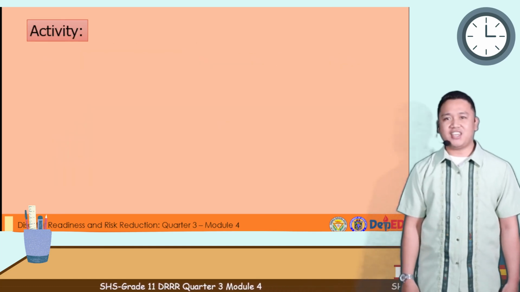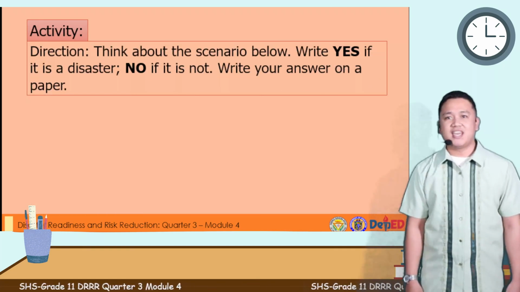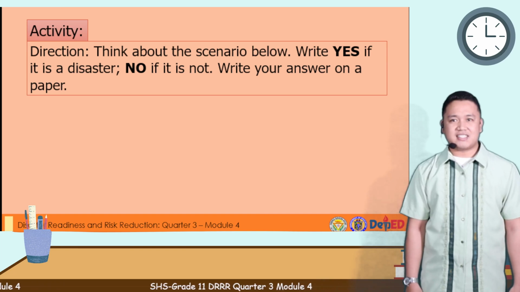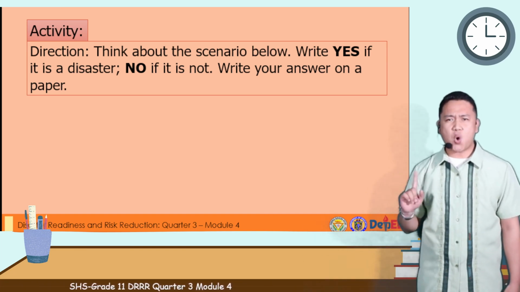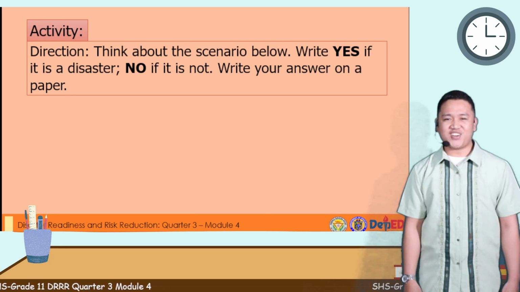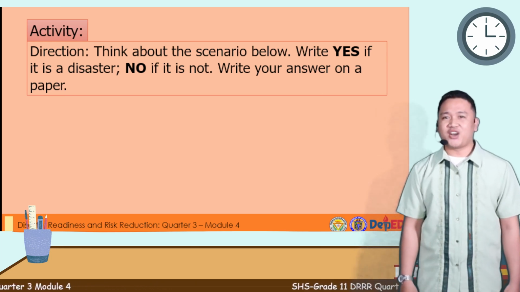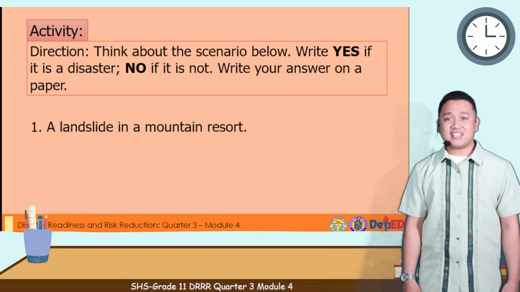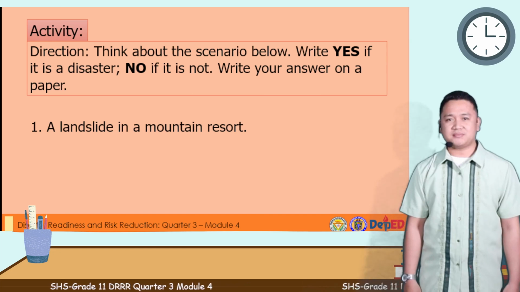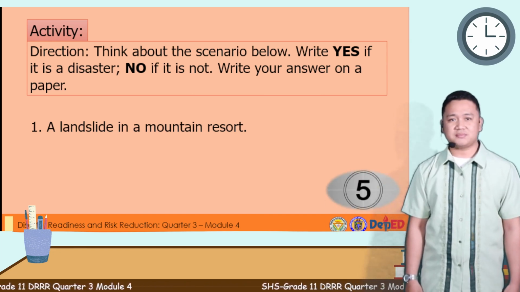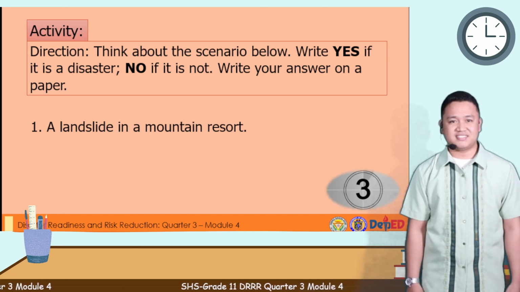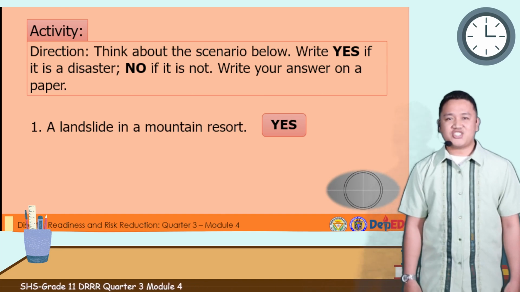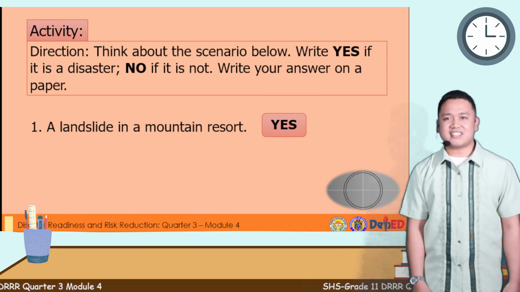Let us continue by doing activity. Think about the scenario below. Write yes if it is a disaster and no if it is not. Write your answer on a paper. Again, you are going to analyze the given scenario. Number 1, a landslide in a mountain resort. It is a disaster or not? The answer is yes, it is a disaster.